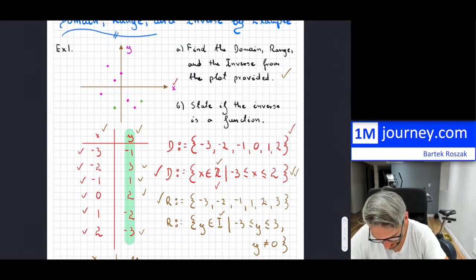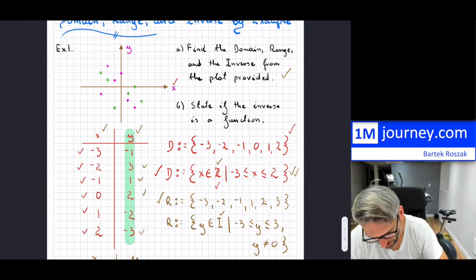Then it would have been 1, -1. So that's another point right there. Then it's 2, 0. So that's another point right there. Then it's -2, 1. So that's another point right there. And then 2 and -3. So it's going to fall on 2 and -3. It's -3 and 2. So that's right there.